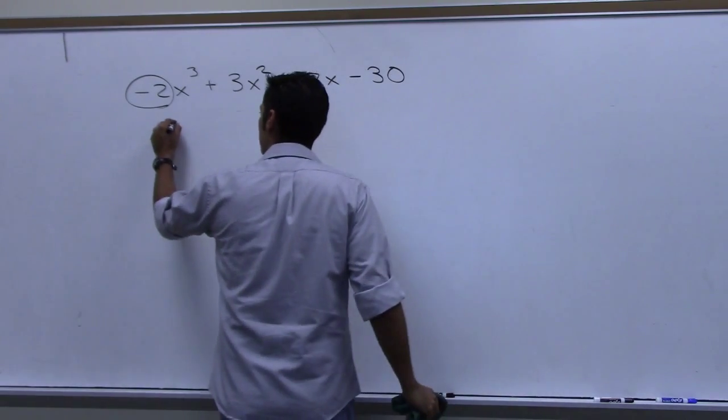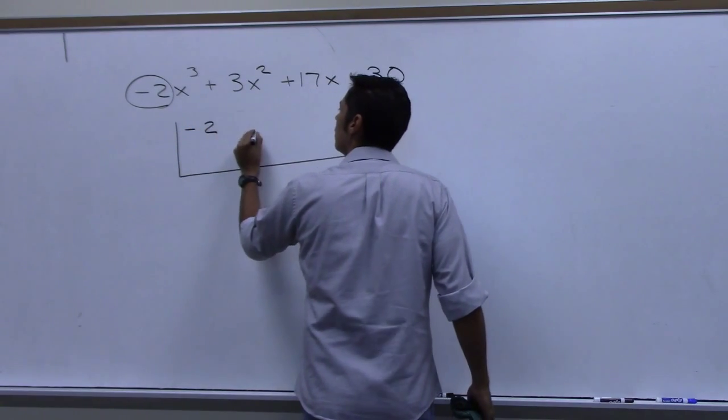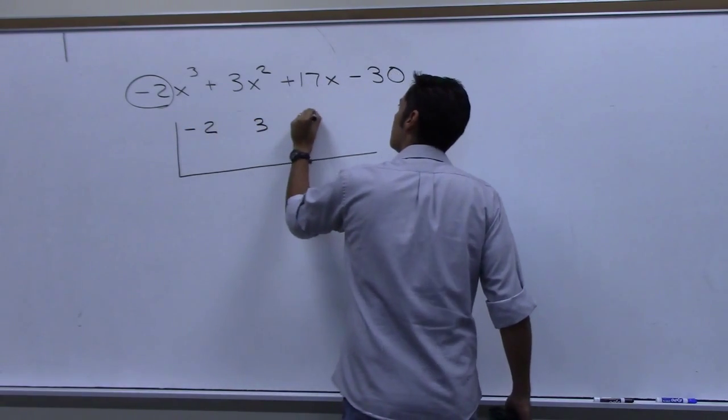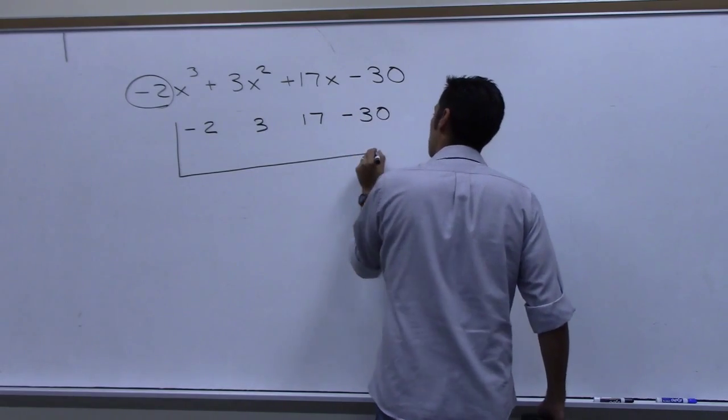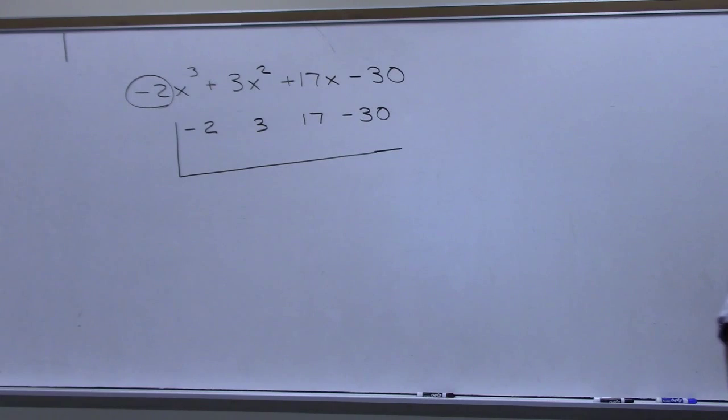All right, in the synthetic division box goes -2, 3, 17, -30. Is it what? Anybody get it yet? Anybody ahead of me here?